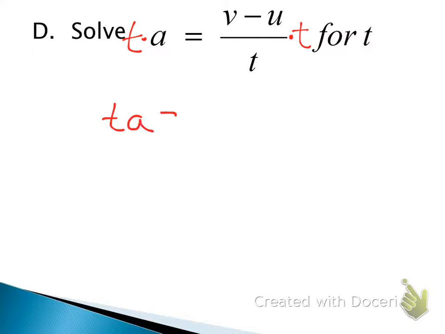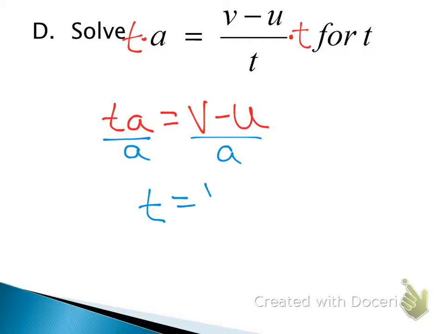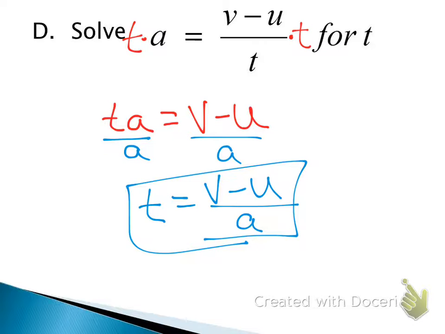So now we have ta equals v minus u. All right, what should I do now? Divide by a. All right, see how now t is by itself? So at the time, it might feel like we're kind of going in circles with the t, but the whole point is to get it out of that denominator to a place where we can get it isolated. Okay? What are your questions?